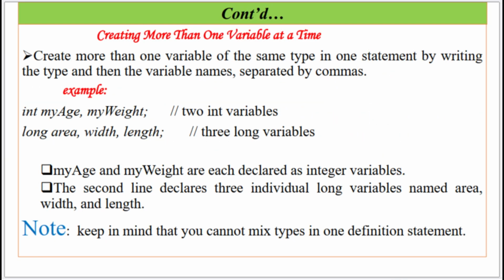Continued. Creating more than one variable at a time. Create more than one variable of the same type in one statement by writing the type and the variable names separated by commas. Example: int myAge, myWeight; long area, width, length; The first line declares myAge and myWeight as integer variables. The second line declares three individual long variables named area, width and length. Note: keep in mind that you cannot mix types in a definition statement.